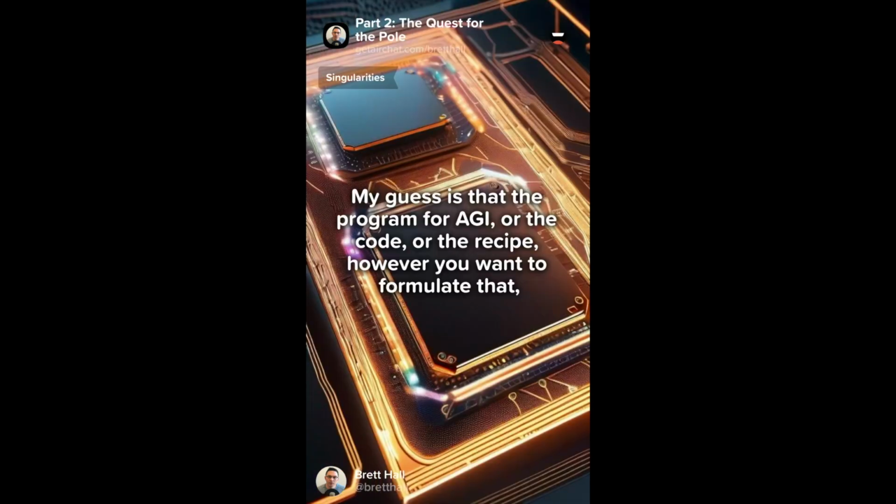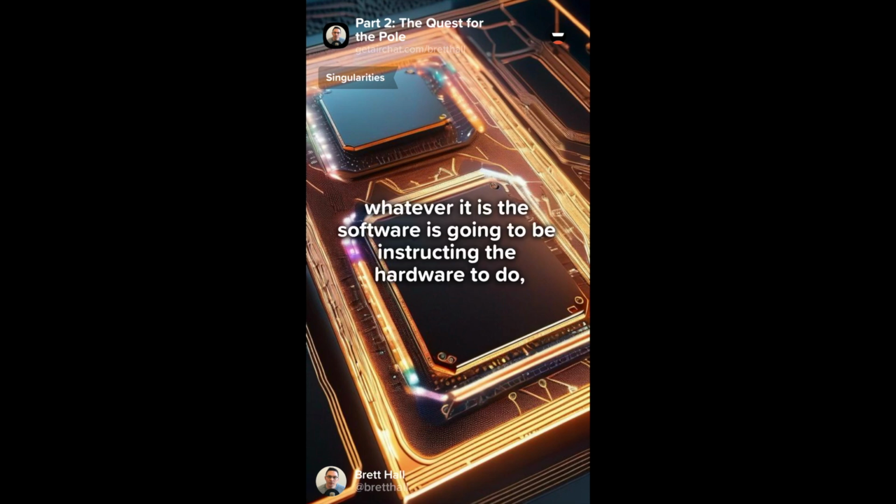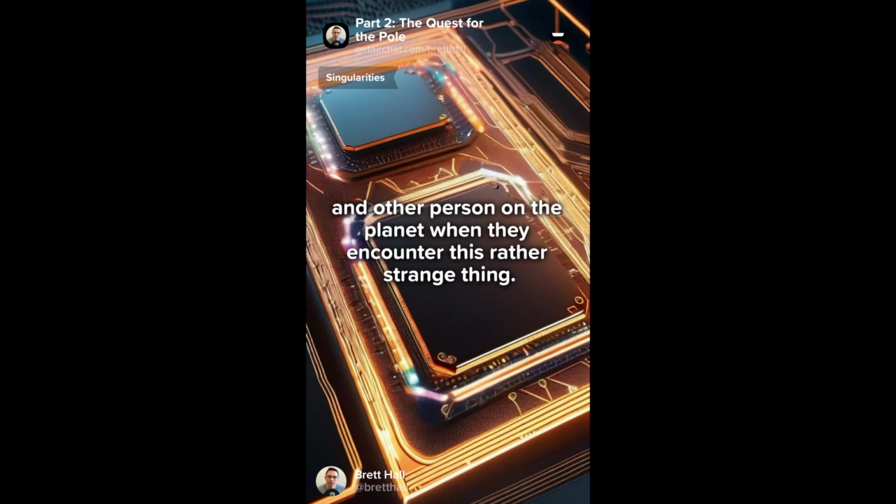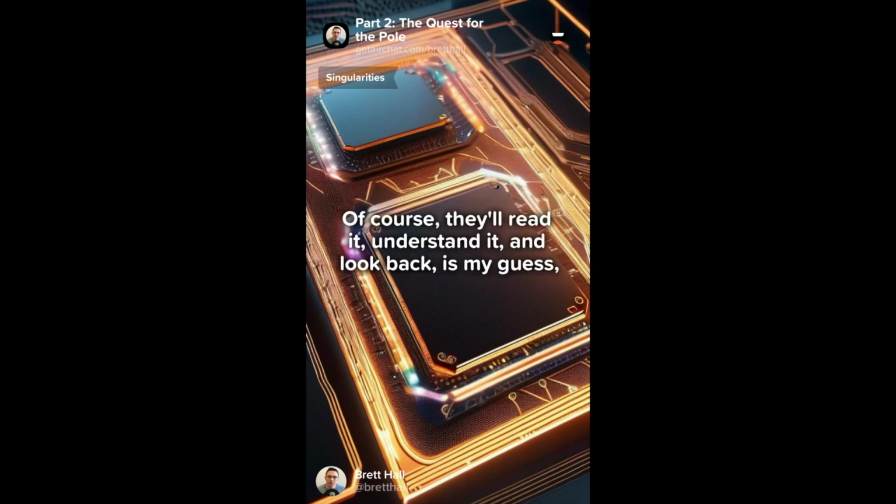My guess is that the program for AGI or the code or the recipe, however you want to formulate that, whatever it is the software is going to be instructing the hardware to do, when we finally have that thing, it's going to be jarring for almost every programmer and other person on the planet when they encounter this rather strange thing. Of course, they'll read it, understand it, and look back, is my guess, just as we do with all these profound discoveries, and think to themselves, how simple it was.